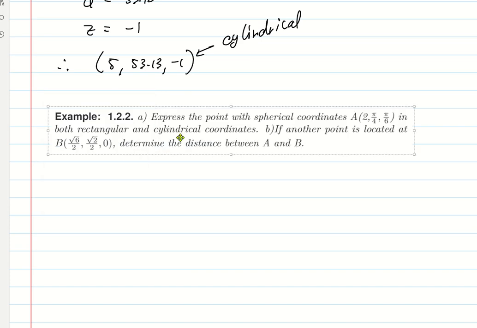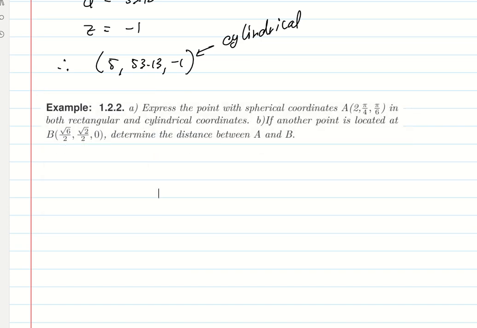This is number two. Express the point with spherical coordinates A (2, pi over 4, pi over 6) in both rectangular and cylindrical coordinates. So this is another point conversion, from spherical to rectangular and cylindrical. And letter B, if another point is located at (square root of 6 over 2, square root of 2 over 2, 0), determine the distance between A and B.